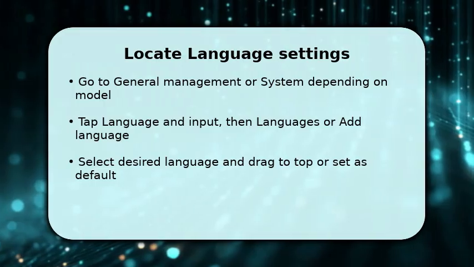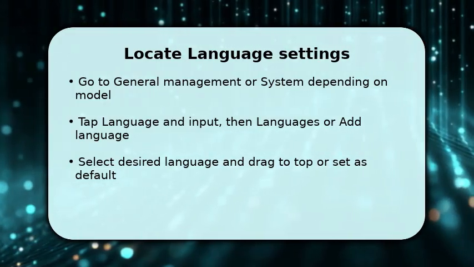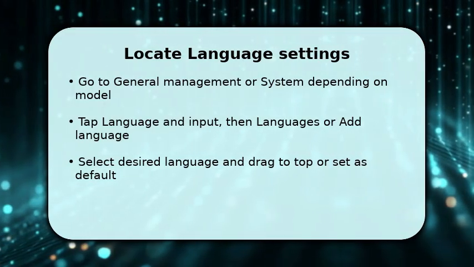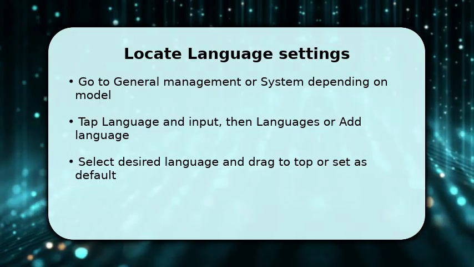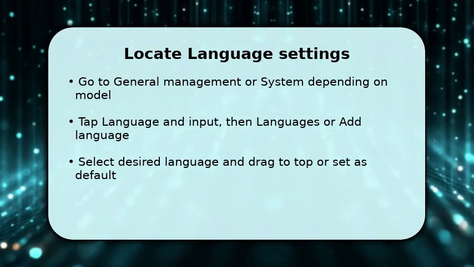Choose your desired language from the list, and if prompted, select a region variant. Once added, drag that language to the top of the list or tap Set as default so the system immediately switches. This ensures menus change. Finish by confirming the change.